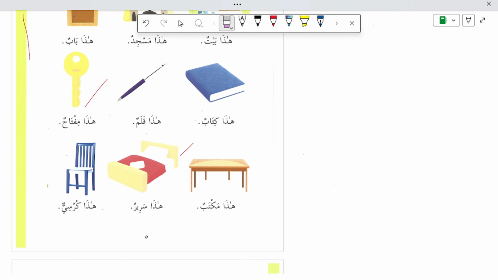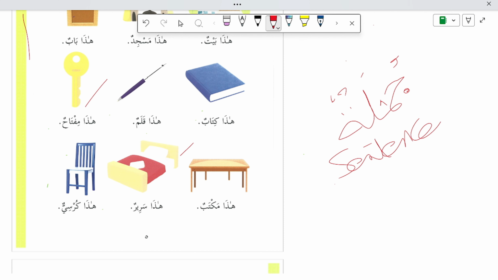Let me introduce terminologies here. Two terminologies for a complete sentence. Any sentence which starts with an ism is called jumla ismiya. A sentence is called jumla in Arabic, and any sentence which starts with an ism is called jumla ismiya.